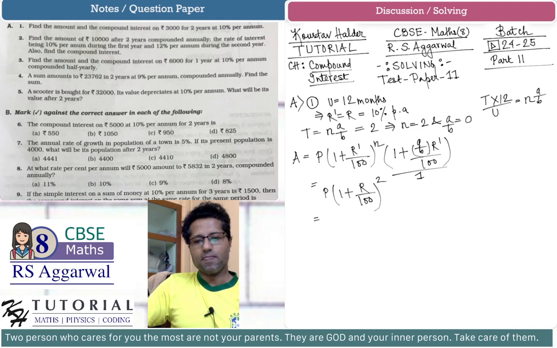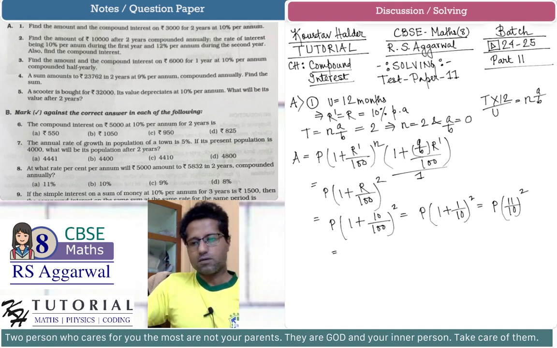So this is equal to P multiplied by (1 plus R, which is 10, so 10 by 100) square. This is equal to P (1 plus 1 by 10) square. This is equal to P (11 by 10) square. So this is equal to, what is P? P is 3000 multiplied by 11 into 11 divided by 10 into 10.